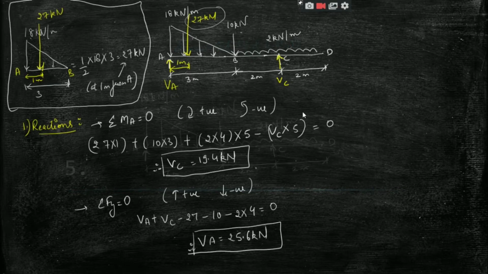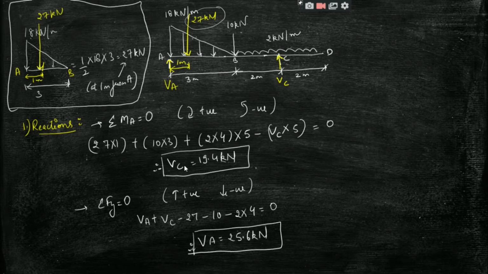Before calculating reactions, I have converted this uniformly varying load to a point load by determining the area of this triangular load. So that will be half into 18 into 3, right? And this load will act at the CG of this triangle, that is at 1 meter from A, because the CG is h by 3. Now we calculate the reactions using equations of equilibrium. Okay, so I have already calculated the reactions.